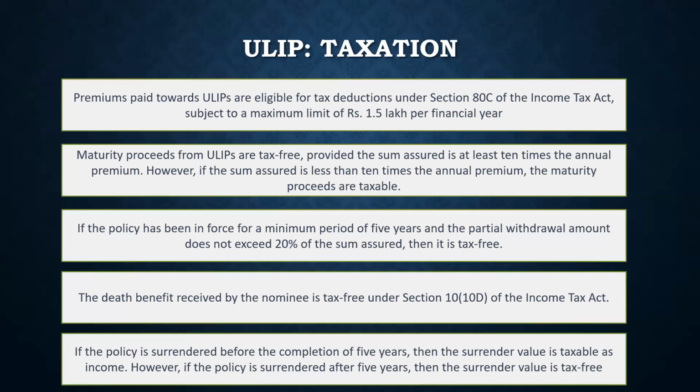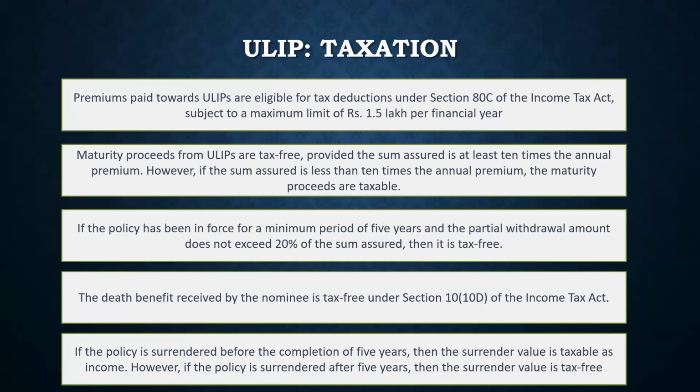So moving on, if the policy has been enforced for a period of 5 years, then obviously, if you have not surrendered or lapsed the policy, and the partial withdrawal amount does not exceed 20% of the sum assured, then it is tax free. So you can also make partial withdrawals, as I mentioned, that ULIP is very flexible. It is created to align to your needs. Some needs might arise to withdraw money, and if that withdrawal is less than 20%, then it is tax free, right?